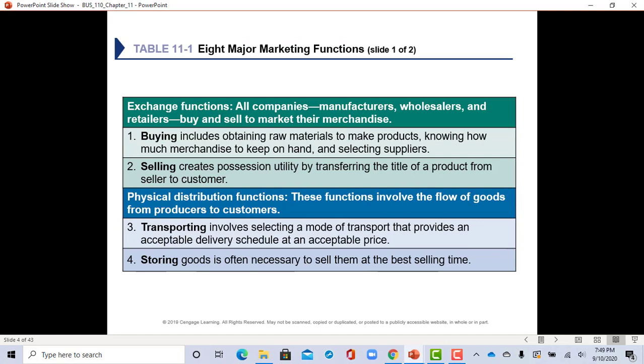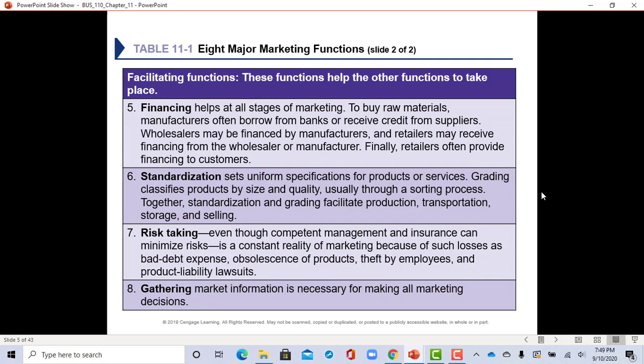There are 8 major marketing functions displayed on the next 2 slides. First, we have exchange functions, that's buying and selling. Then we have physical distribution functions, that's transporting and storing. And then we have facilitating functions. This is financing, standardization, risk-taking, and gathering.